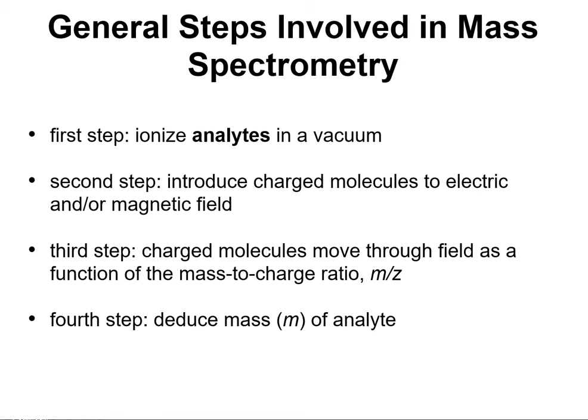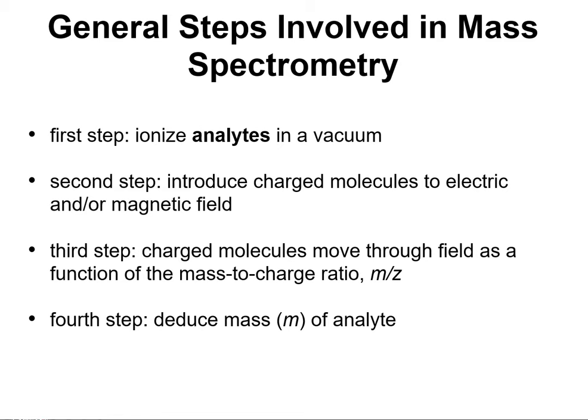The first step for mass spec is to ionize the analytes in a vacuum. What that means is you're going to take your peptide pieces, those are the analytes, and you're going to give them a charge. Then you're going to introduce those charged molecules to an electric field or potentially a magnetic field. There's lots of different mass spec. There's lots of different ways to ionize and then introduce to a field. There's different types of mass spectrometry, so it really depends.